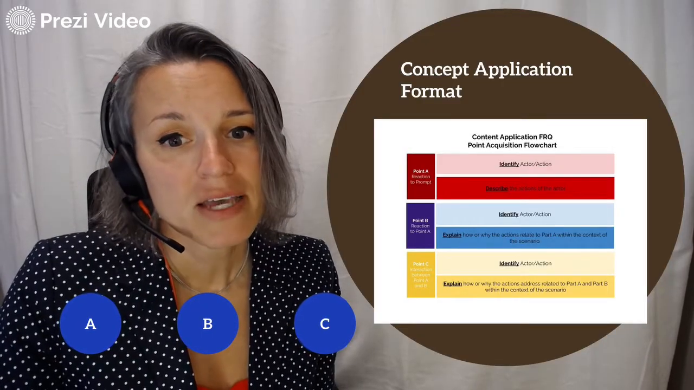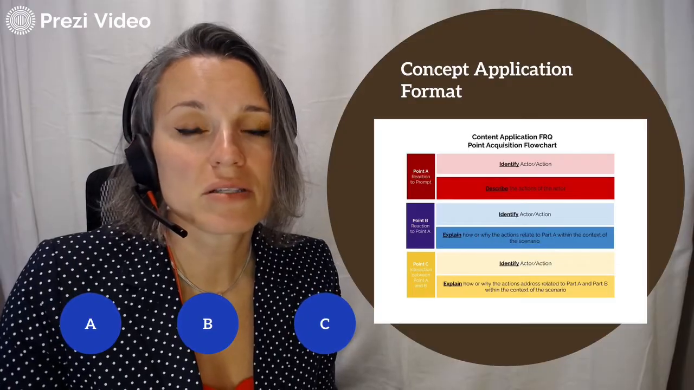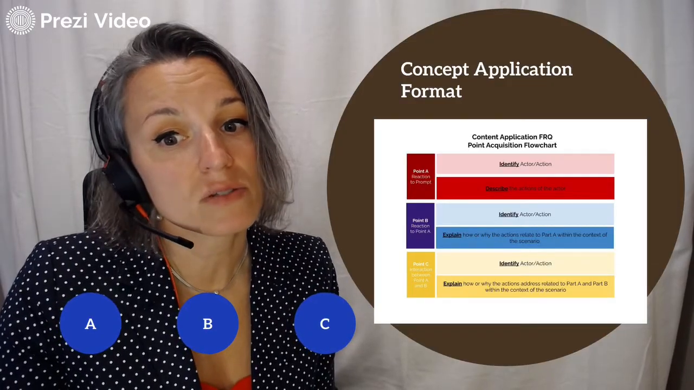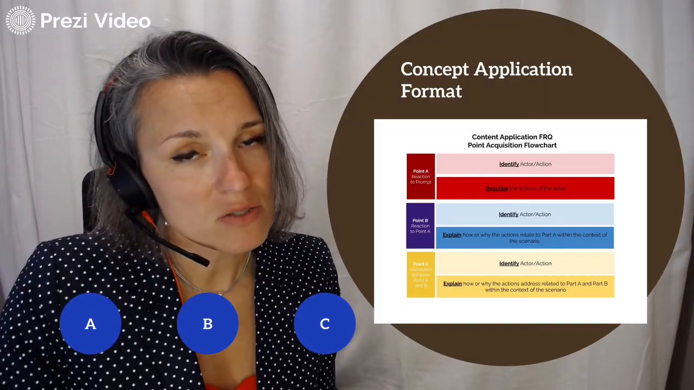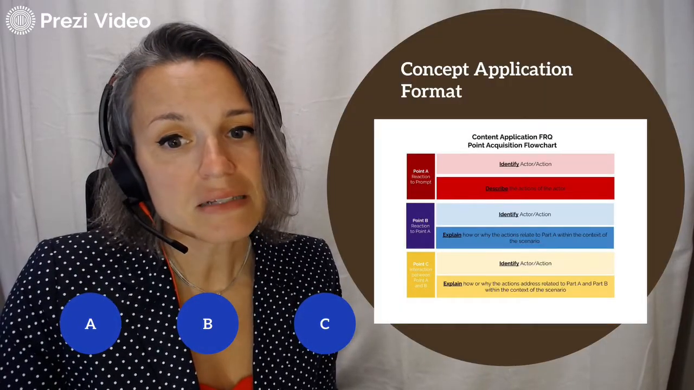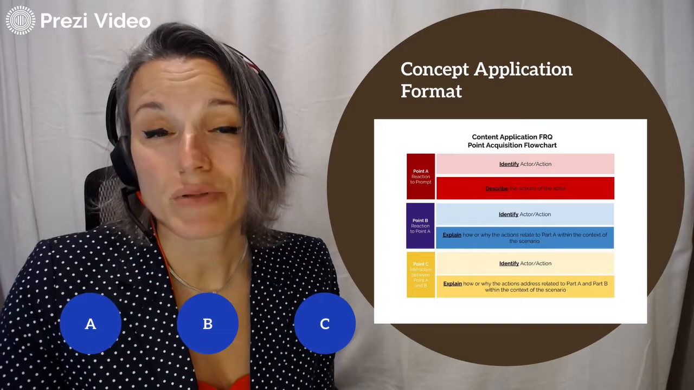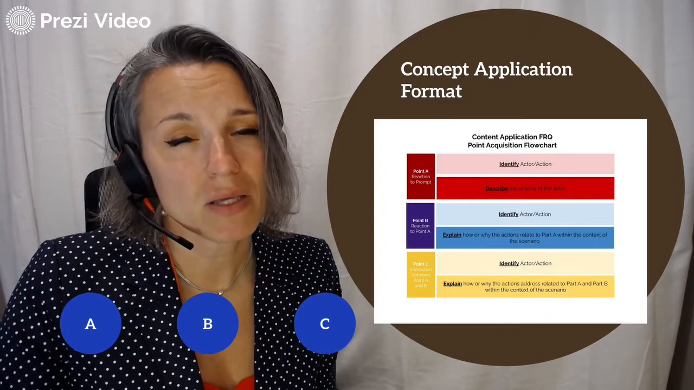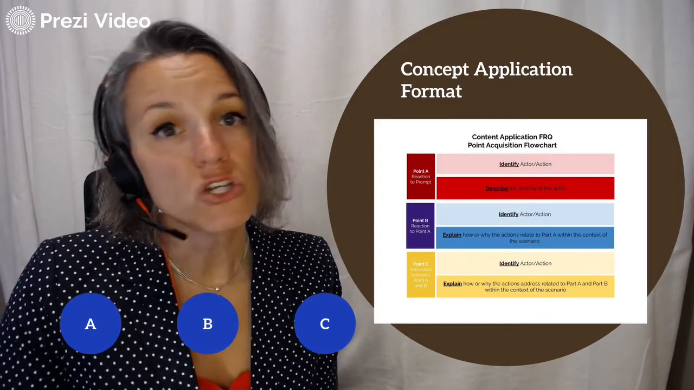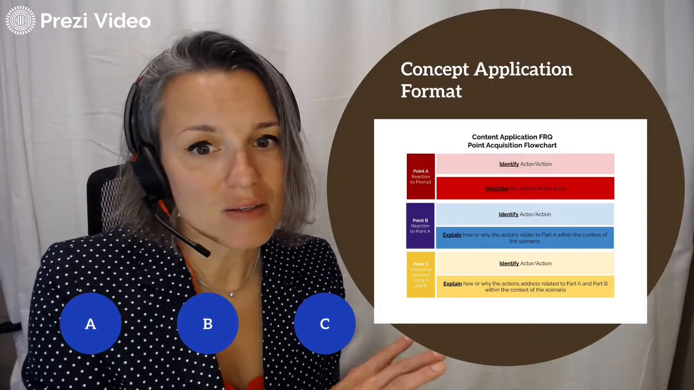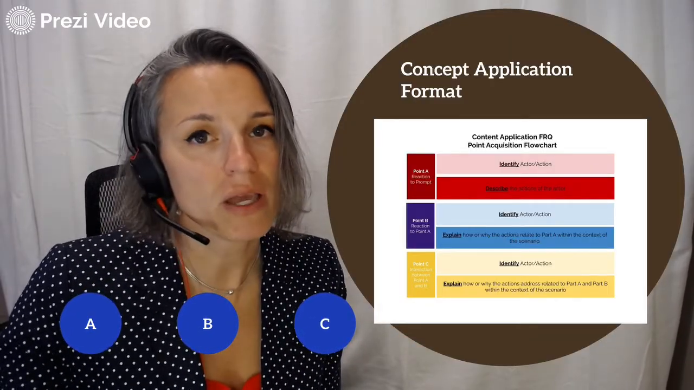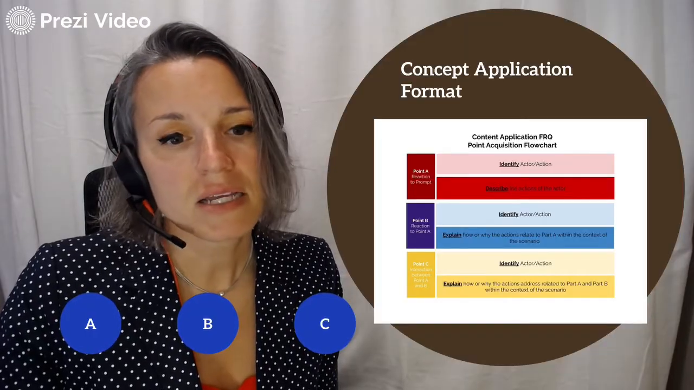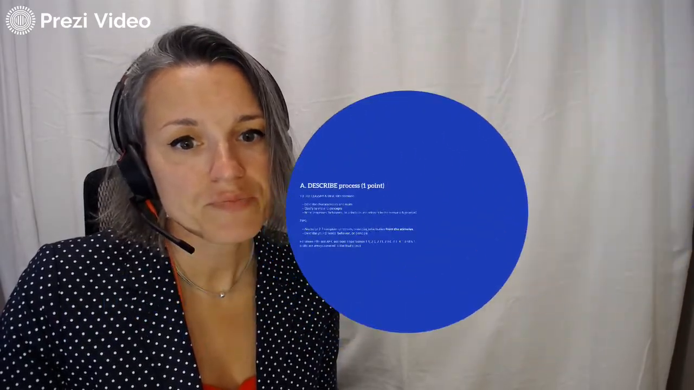So here you see we have 3 points. The first one could be identify or describe some kind of actor or action that you see in the stimulus. B is going to get into identifying and explaining how some interaction would carry out between a new actor and the actor in the stimulus. And C is going to give you some new information and ask you to forecast what might happen. Let's take a little bit of a closer look.